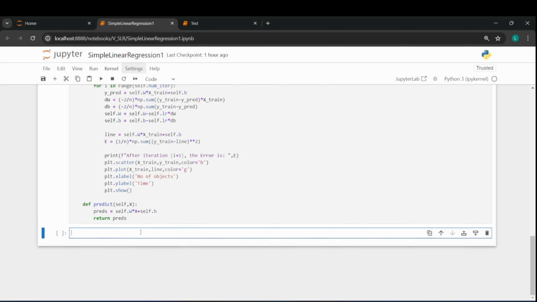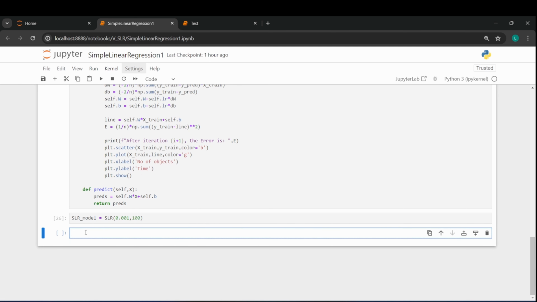Now let's create the object for the model. I'm going to call it SLR model equal to SLR, and I'm going for 0.001 as the learning rate, and I'm starting with 100 as the number of iterations. So this will create our model, and then let's fit our training data into it. So SLR model dot fit.